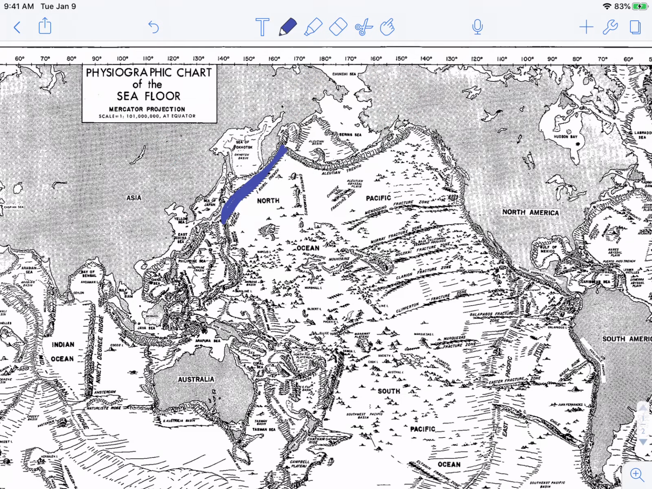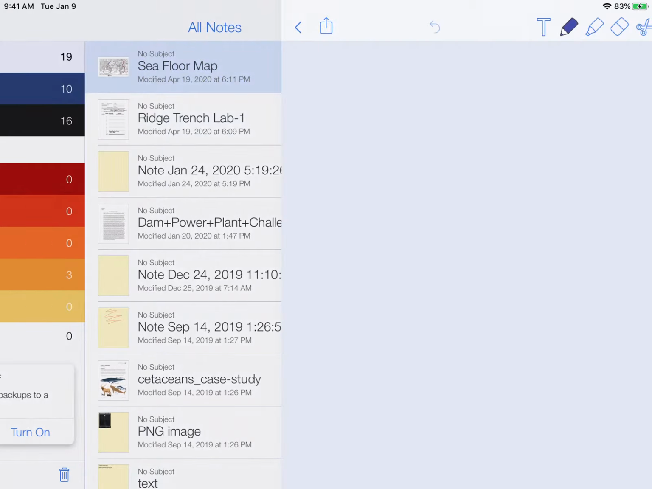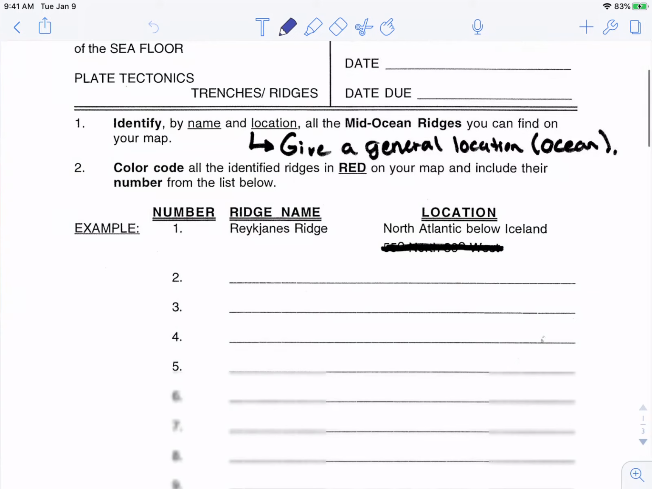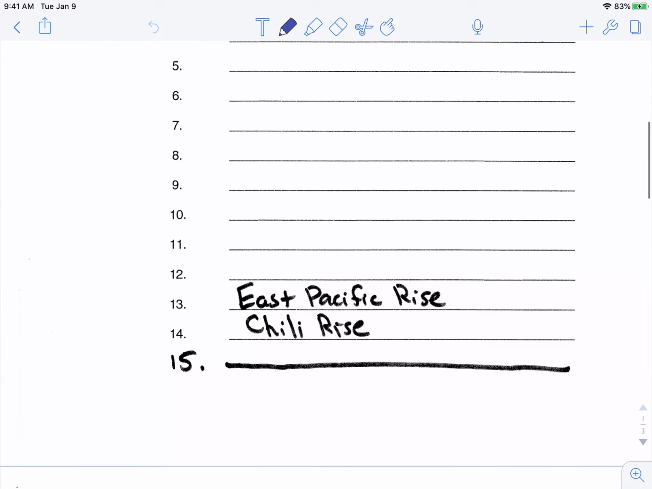Now, a couple things that might get confusing. If you look here at the Ridge and Trench Lab, I've indicated the East Pacific Rise and the Chile Rise. Those are the only two rises that you can use. A rise and the ridge are basically the same thing. However, a rise is not as high. A ridge is actually much higher in the ocean because they spread much slower. So a rise is more of a gentler slope in the ocean. But these are the only two rises that you can use.